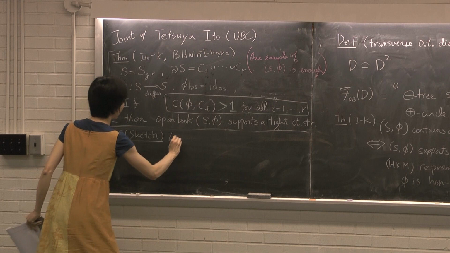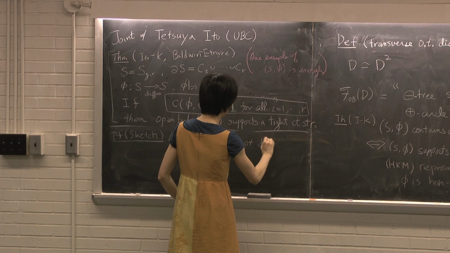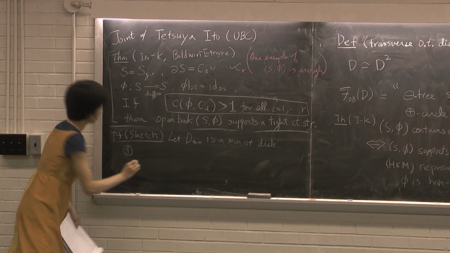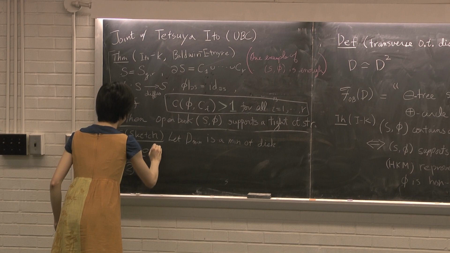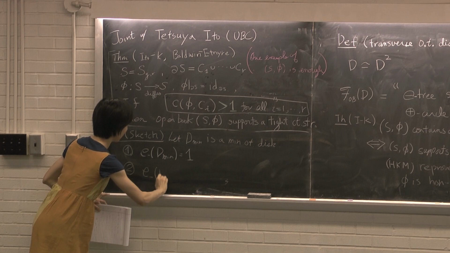Okay, so let's see, minimal transverse overtwisted disk. We consider two cases. In the first case, E minus of the minimal overtwisted disk equals 1. And the second case is E minus greater than 1.